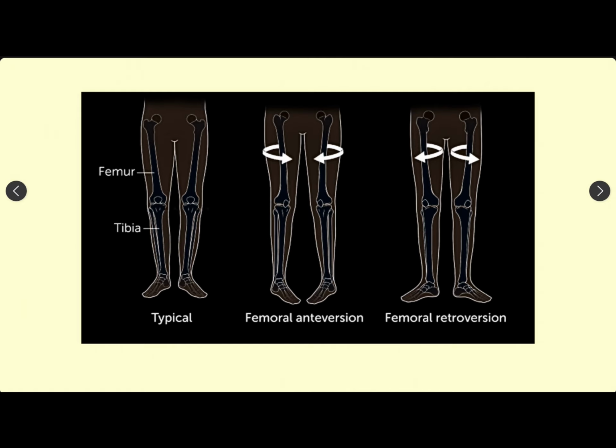So this is the image. Here you can see this image shows femoral anteversion and internal rotation of the femur. This is called toe-in gait. In the right side image, this is called femoral retroversion, where there is rotation of the femur to the outward side. This is also called toe-out gait.